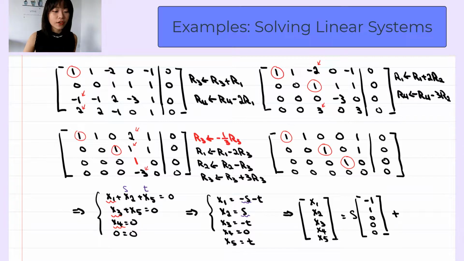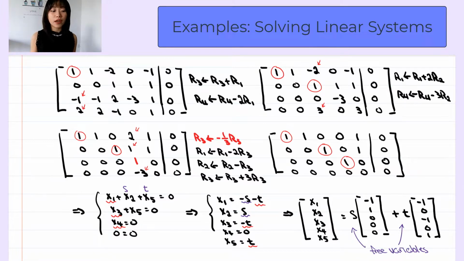Then plus the second free variable, t. If I factor out the t, I get a negative 1 from x1, 0 from x2, negative 1 from x3, 0 from x4, and 1 from x5. So in the solution, we have plus t times negative 1, 0, negative 1, 0, and 1. And s and t are called the free variables because they can be any real number. So there could be infinitely many solutions to this system.